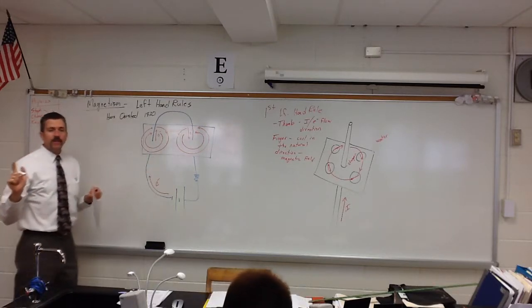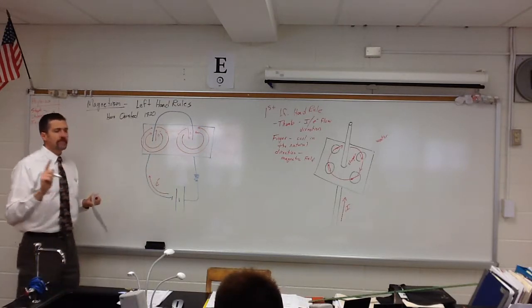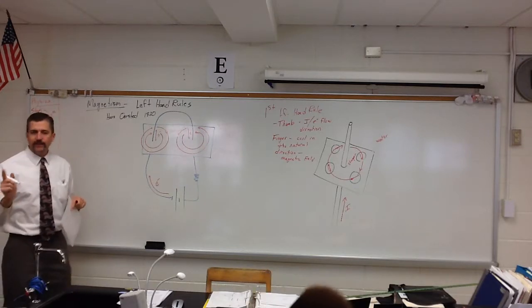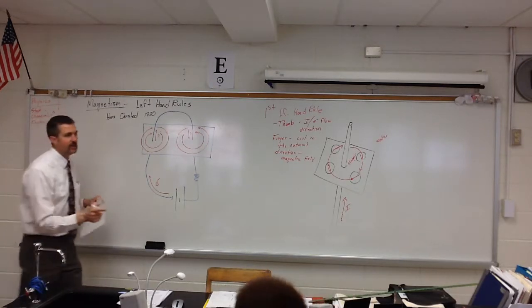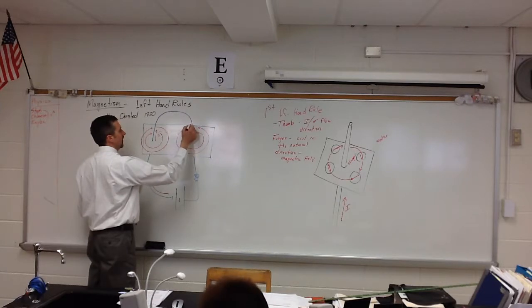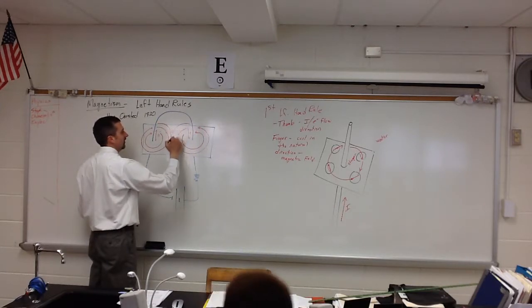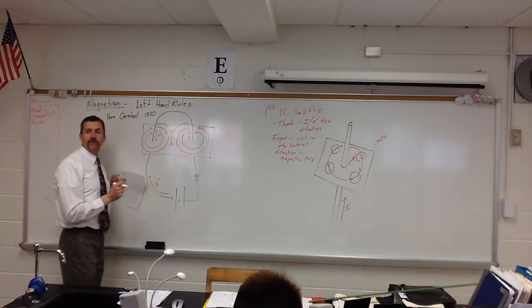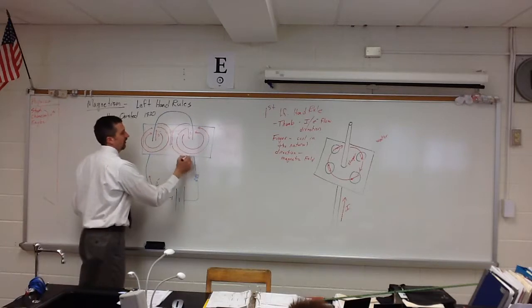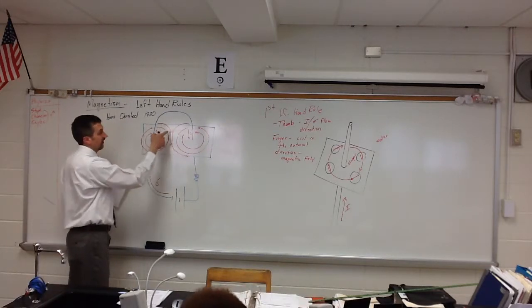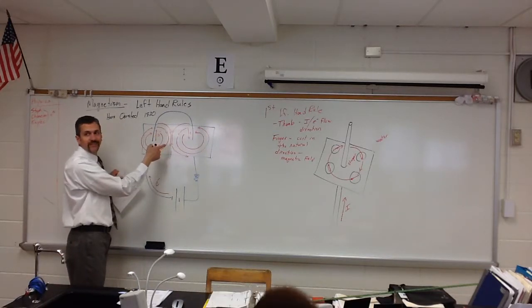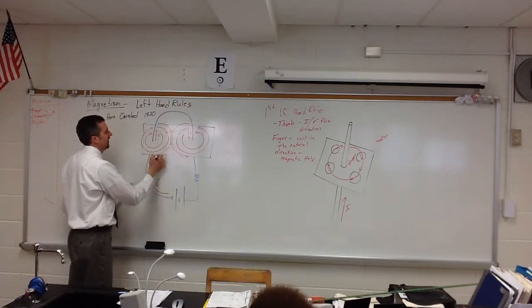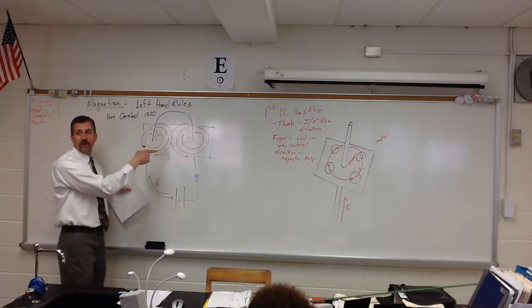Now, remember, I didn't mention this in the last video, but magnetic field lines cannot cross one another. So when they meet in the middle here, they're not going to cross. They're going to kind of join forces and run parallel to one another. But they can't cross. They can come close, but they can't cross. Okay? And when they come close, they're going to be stronger.